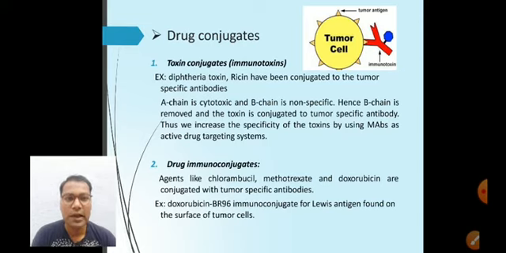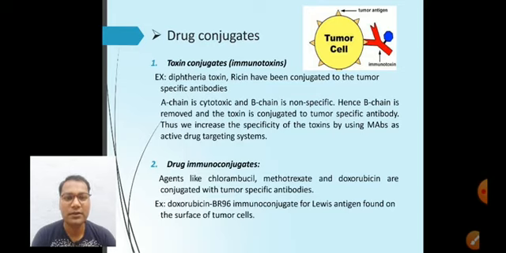For example, diphtheria toxin and ricin have been conjugated to tumor-specific antibodies. The A chain is cytotoxic and the B chain is non-specific. Hence, the B chain is removed and the toxin is conjugated to a tumor-specific antibody. Thus, we increase the specificity of the toxins by using monoclonal antibodies as active drug targeting systems.